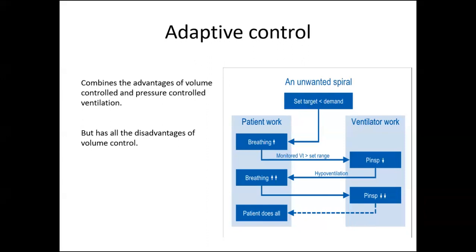If the patient does more work, on the next breath he'll get less support. If the patient stops breathing that breath, the volume will be less. If the patient does less work, it will give more pressure. If the patient does more work, he'll get more volume. So that is the main problem with the adaptive control.